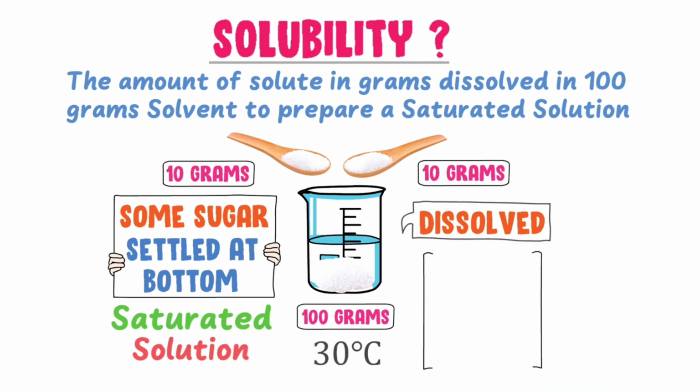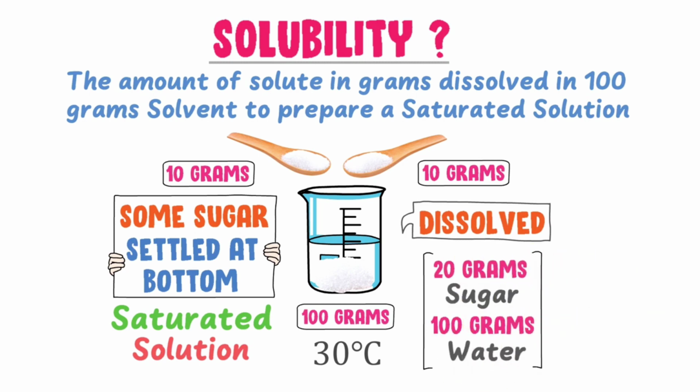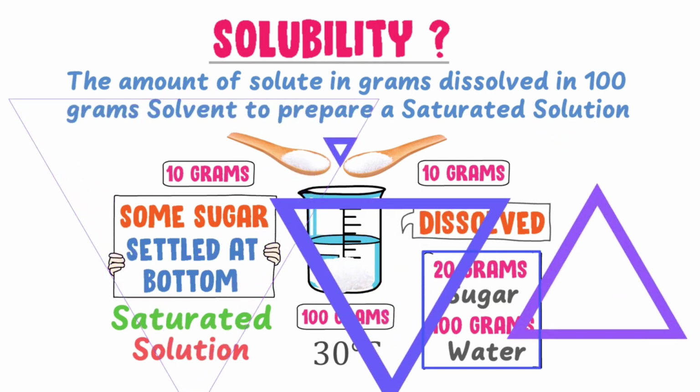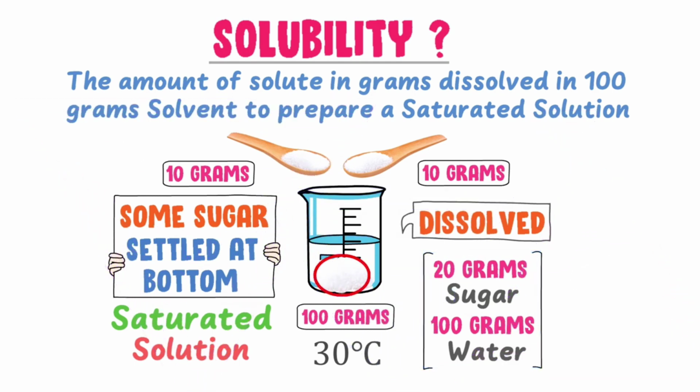Now listen carefully. I dissolved 20 grams sugar in 100 grams water such that I got a saturated solution. Saturated solution means that 100 grams water can only dissolve 20 grams sugar at 30 degrees centigrade. The extra sugar would settle down at the bottom. Thus we say that the solubility of sugar is 20 grams in 100 grams water at 30 degrees centigrade. Let me repeat it. The solubility of sugar is 20 grams in 100 grams water at 30 degrees centigrade.